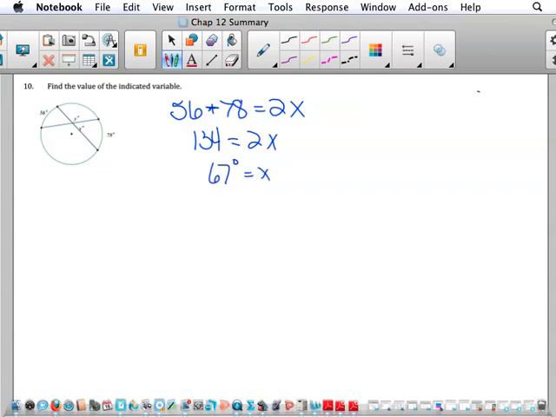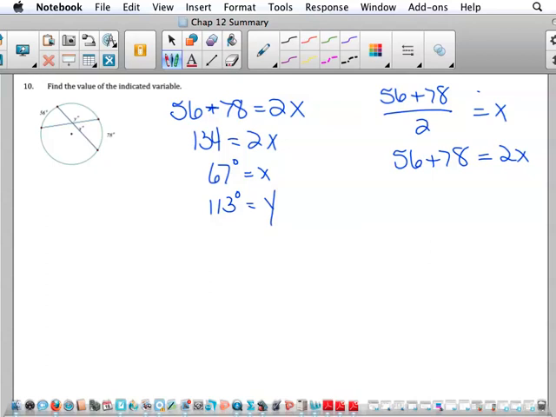Okay. The formula, remember, is 56 plus 78 over 2 equals x. But instead of dividing the sum of the arc measures by 2, you can multiply the angle measure by 2. It's the same thing, and I think the algebra is just a little bit easier to look at. Okay, then we need y. Well, we know that x and y are supplementary angles, so 180 minus 67 gives me 113 degrees for y.